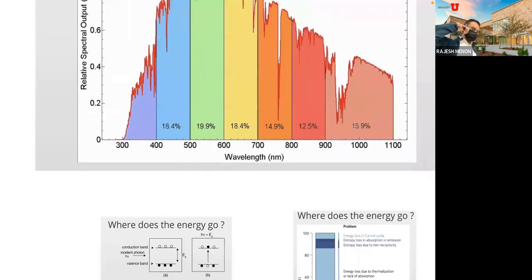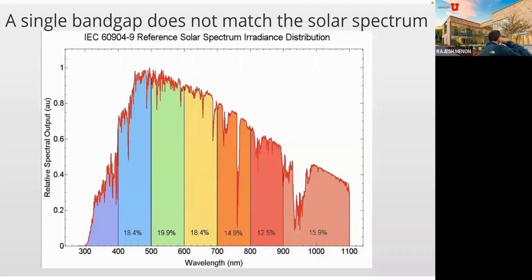So if I go back to the spectrum, what that really means is that if I only have one bandgap here, of course, this part is useless because it's not absorbed, as we just talked about, not enough energy to kick the electron from the valence band to the conduction band.